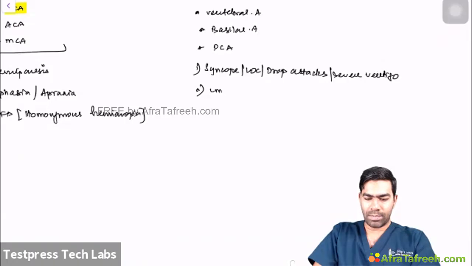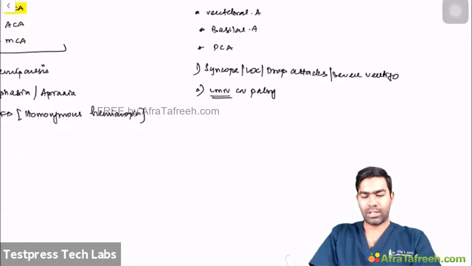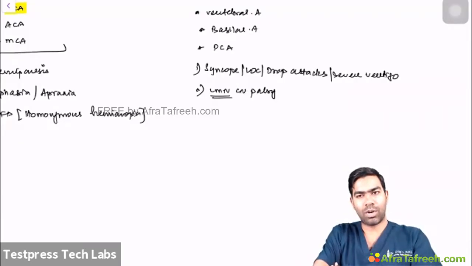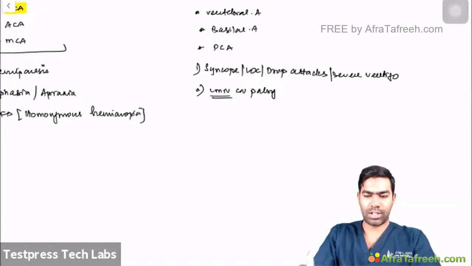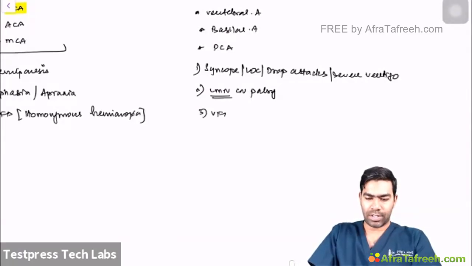Then you can develop something called an LMN cranial palsy. So please, you have to be a little careful. We are talking about a lower motor neuron cranial palsy, not an upper motor neuron cranial palsy. If you have an LMN cranial palsy, then probably you can think about a posterior circulation stroke. Then visual field defects in the setting of homonymous hemianopia.